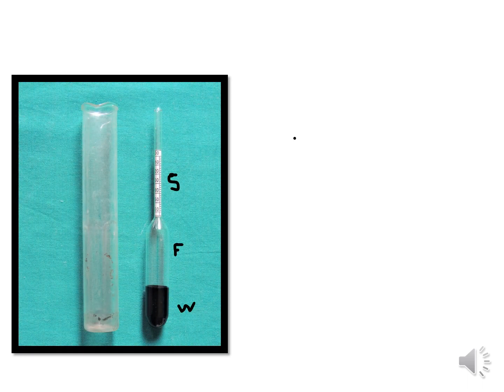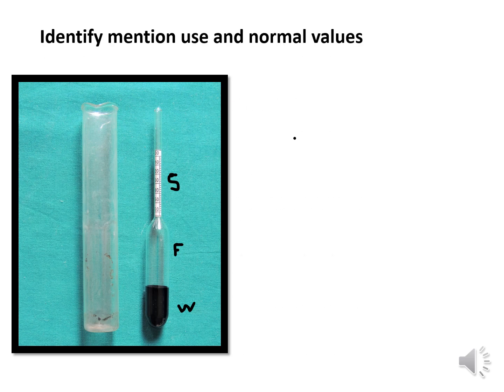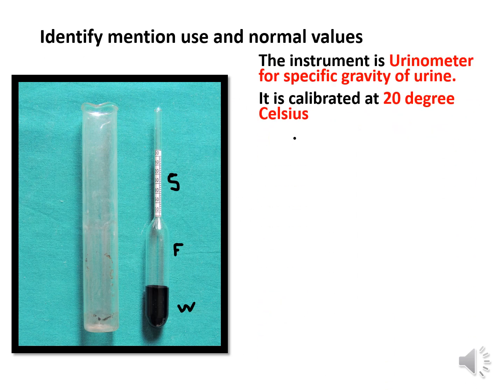Now these instruments, one or two that I am showing, are not used, they are outdated, because there are other modalities, better things have evolved. However, sometimes it may be kept. So just for completion, this instrument is the urinometer for specific gravity of the urine. This urinometer has a weight, this is the float, and this is the stem.